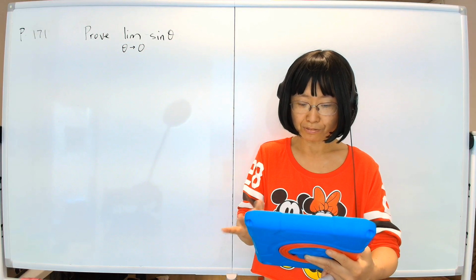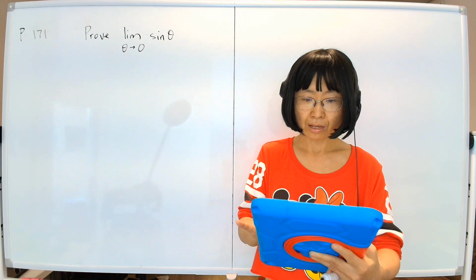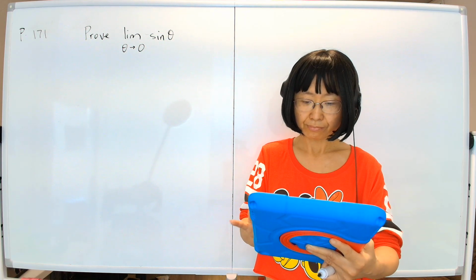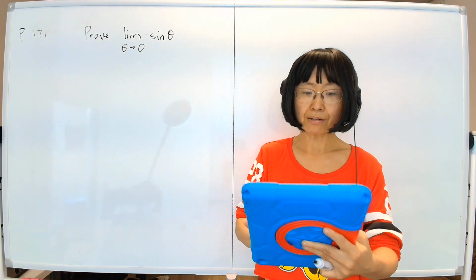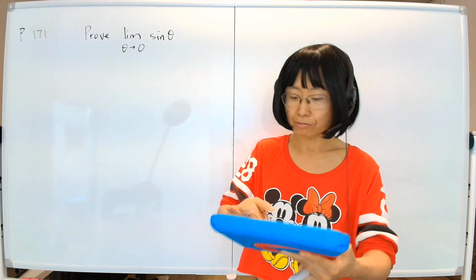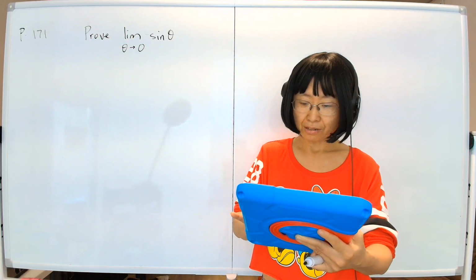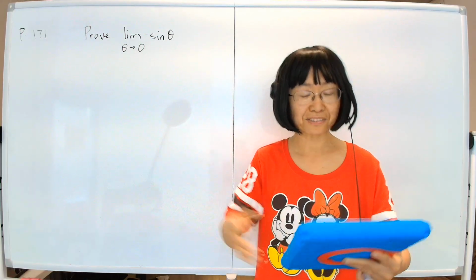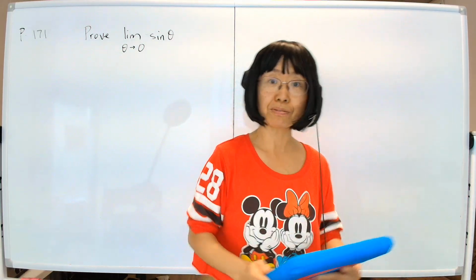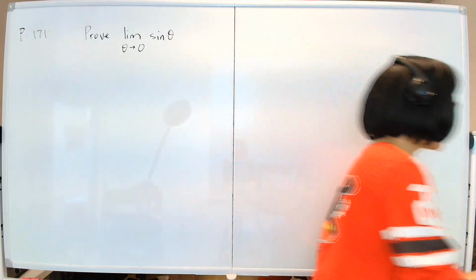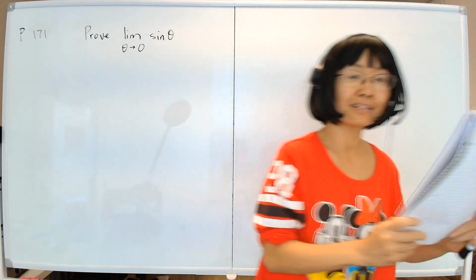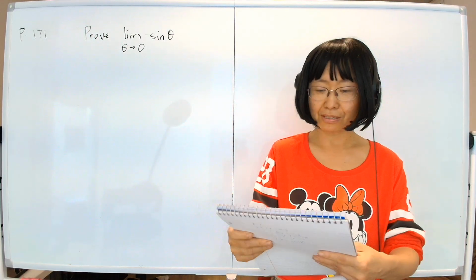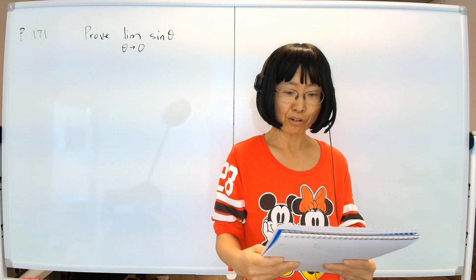Okay, we want to prove that the limit of... look at the bottom of page 171, where we're trying to prove that the limit of sine theta as theta goes to 0 is equal to 0. And we'll prove it the way that your book outlines. But that's not the only thing we're proving here. There's something else that we need to prove that is even more interesting.